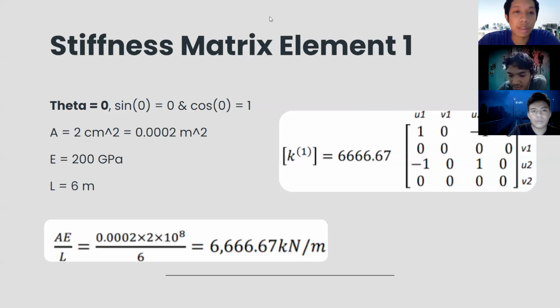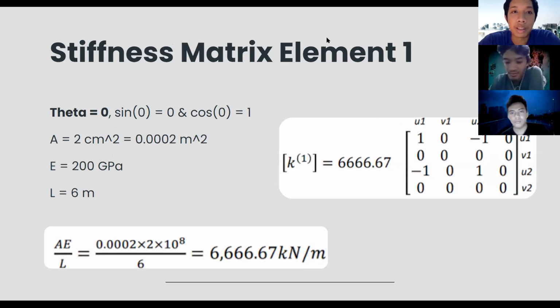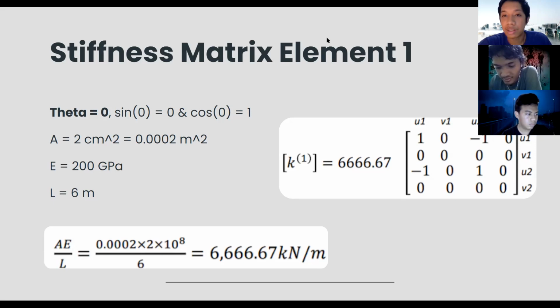Okay, for the next step we find the local matrix of every beam. The first beam is matrix element 1. We can input the data into the formula from the book. The first is to find the constant. The result is 6,000.67 kilonewton per meter. So we input that into the formula of local stiffness. Then we get the local stiffness in element 1. Next.